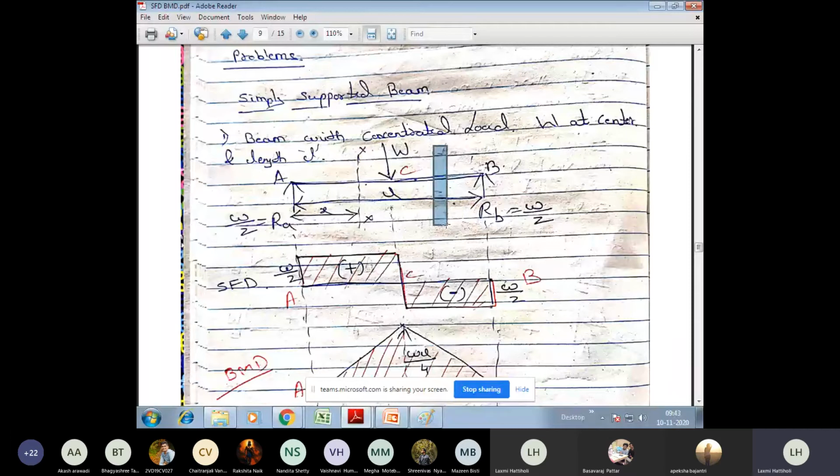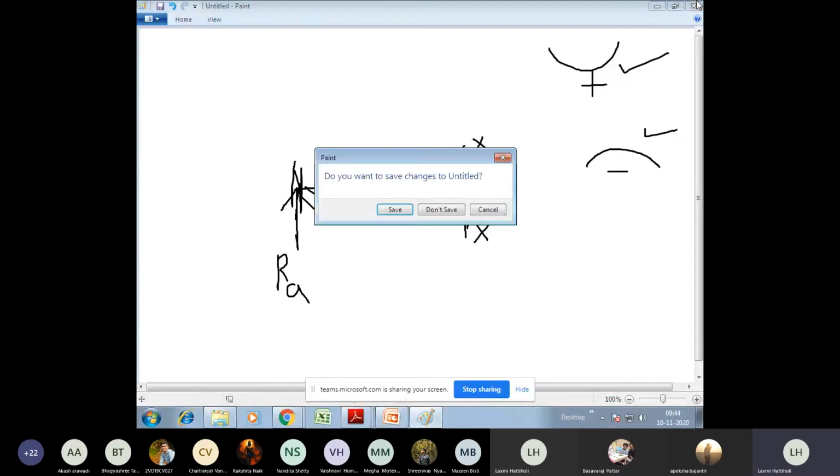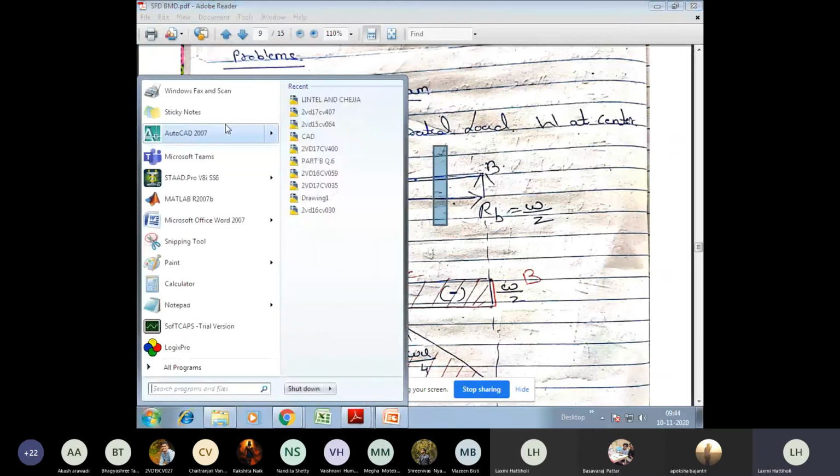So this is my section XX. From A point to section XX point, I have taken x distance. Now, just observe how many forces you have to the left of the portion. How many forces you have? 2 forces. One is RA, one is W. Now you need to write the equation for bending moment at XX. So, of course, it's not able to show it here. Let me show this in.